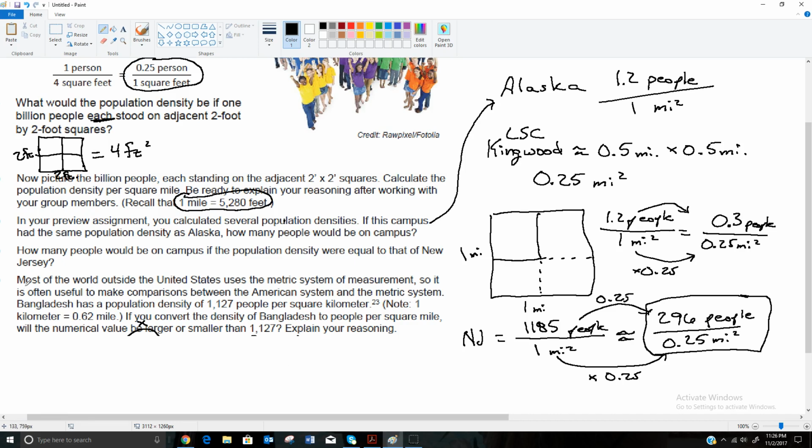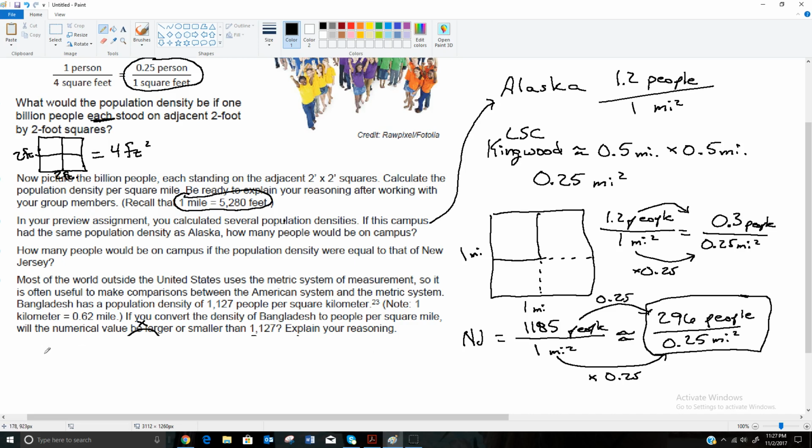Then it says most of the world outside the United States uses the metric system, so it's often useful to make comparisons. Bangladesh has a population density of 1,127 people per square kilometer. Note, 1 kilometer is 0.62 miles. If you convert the density of Bangladesh to people per square mile, will the numerical value be larger or smaller? Explain your reasoning. I'm going to go ahead and just do it. They don't actually require that we do, but I'm going to go ahead and do it.